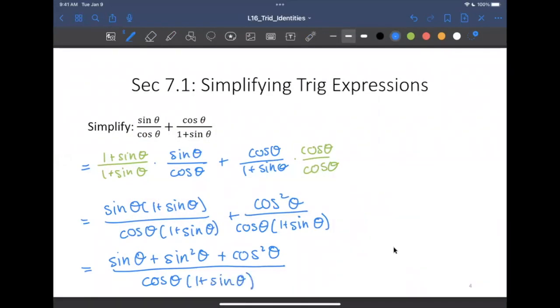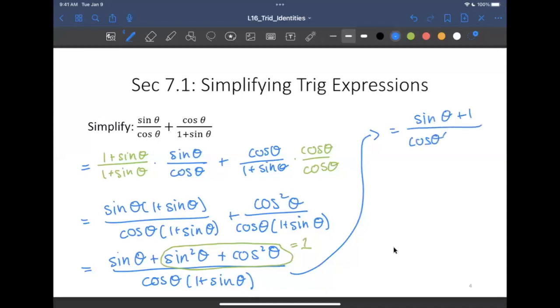Okay. Notice that here we have that sine squared theta plus cosine squared theta. Even though we have a different variable, we have theta instead of x or t, the identity still holds. So this whole thing can be translated to 1. So I'm going to draw that here. This whole thing equals 1. So then I'm going to get, continue this up here, sine theta plus 1 all over cosine theta times sine theta plus 1.